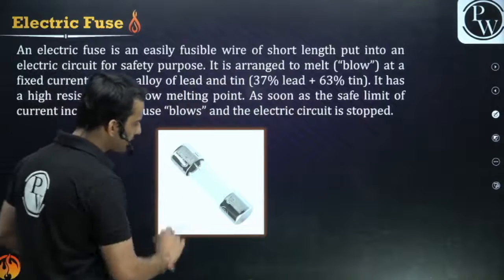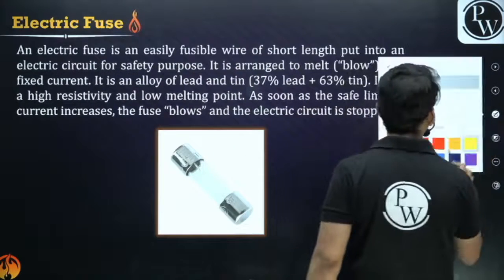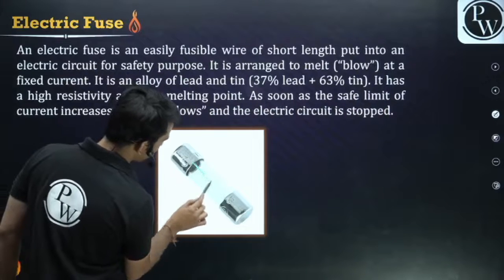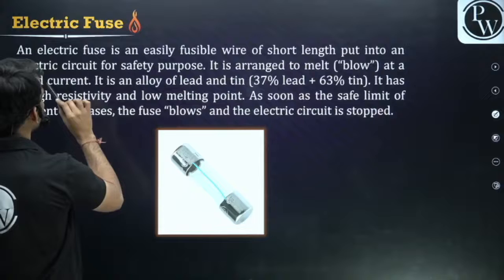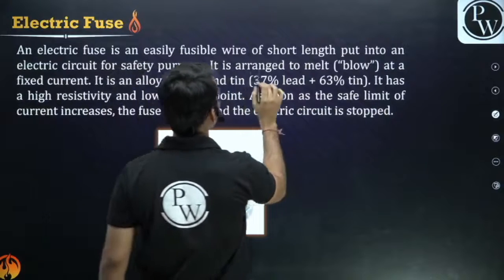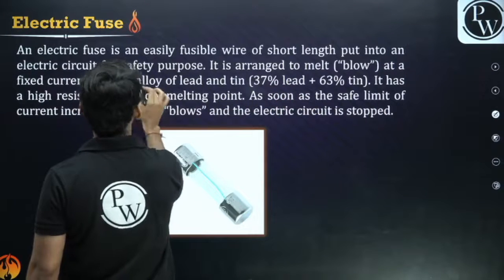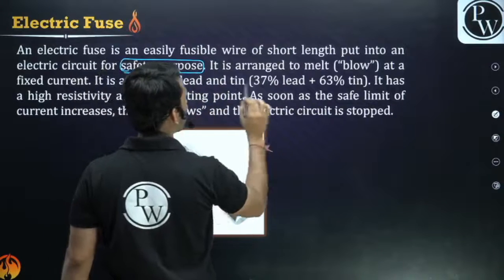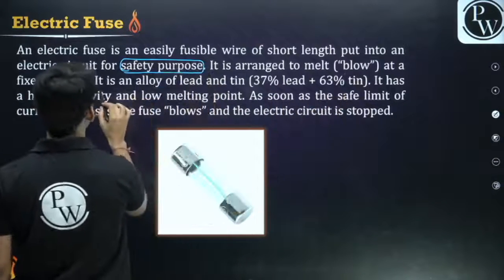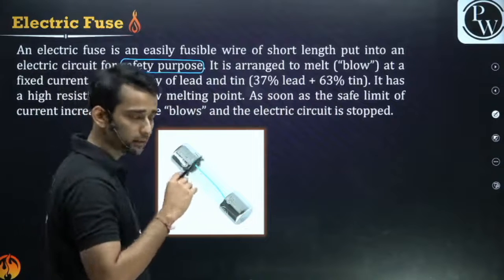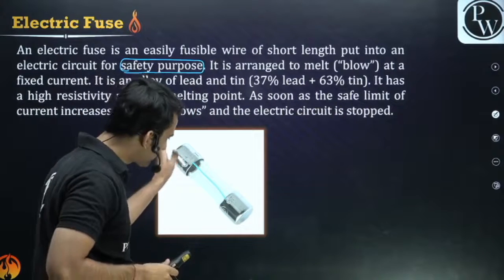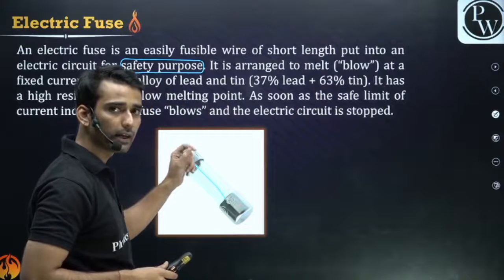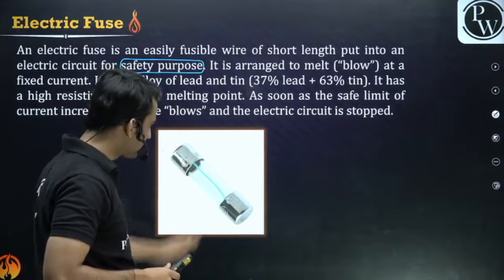It kind of looks like this, and it is made of an alloy of high resistivity. So it's a fuse wire. It is made up of what? Let me tell you. Fuse: an electrically fusible wire of short length put into the circuit for safety, I must say. It is arranged to melt or blow at a fixed current. Why will it melt? Because if current is flowing through this fuse wire, it will heat up, then it will melt and the circuit will be broken.